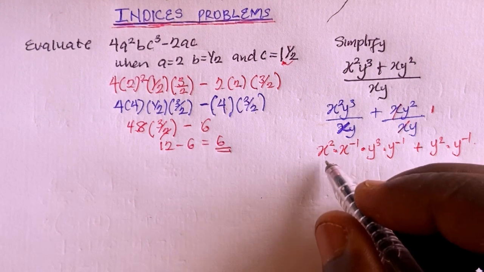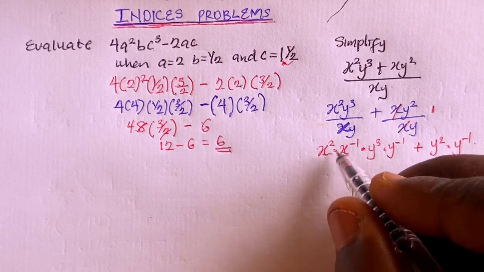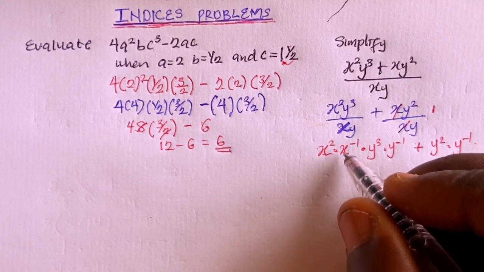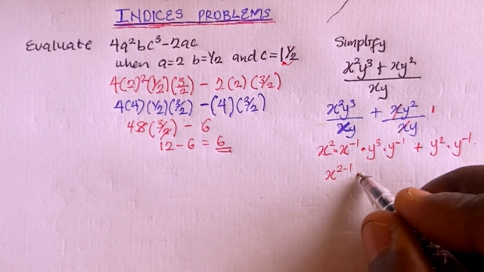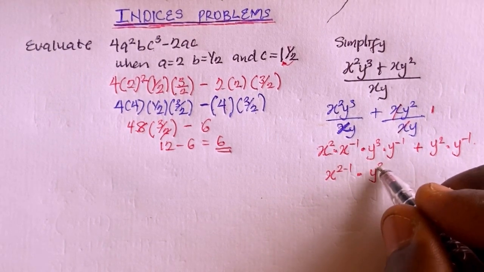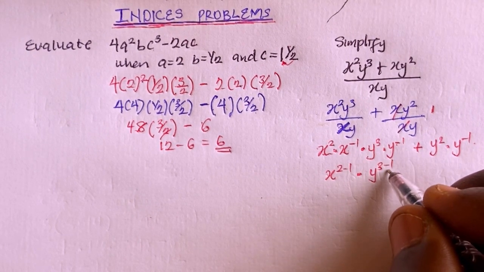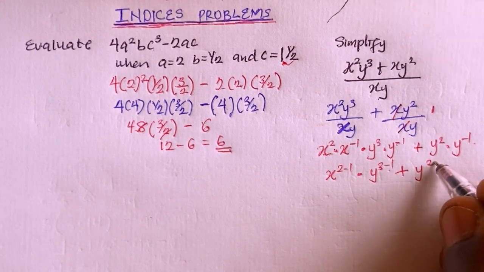So now what I'm going to do is that, since these are of the same base, I'm going to have x multiplied by x, which means I can simply write this as x to the power 2 minus 1. Then multiplied by y raised to the power 3 minus 1. Instead of plus, minus multiplied by plus will give me minus, so what I'm going to have here is just plus y raised to the power 2 minus 1 once again.